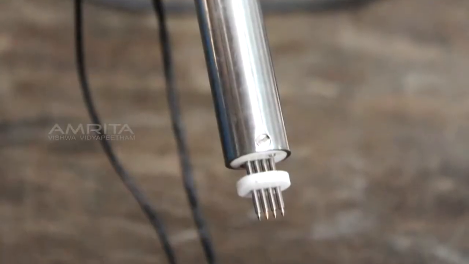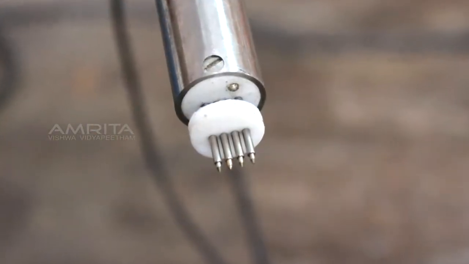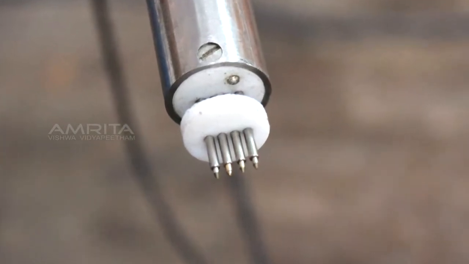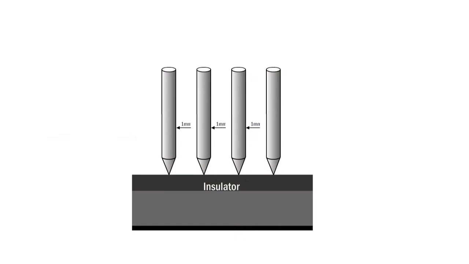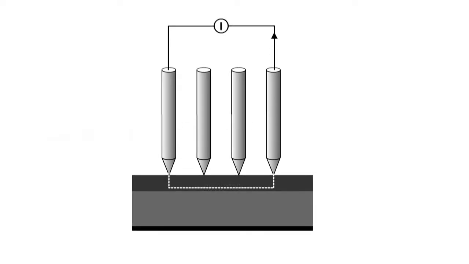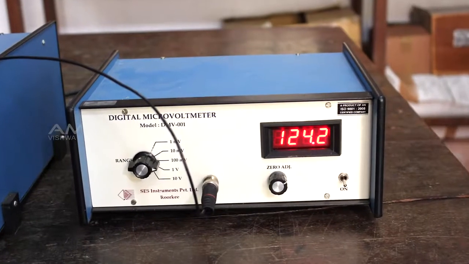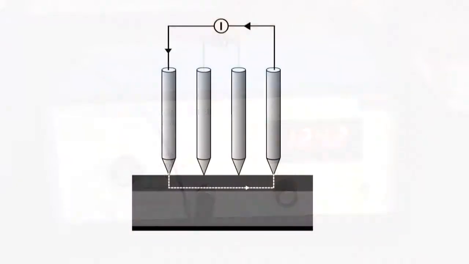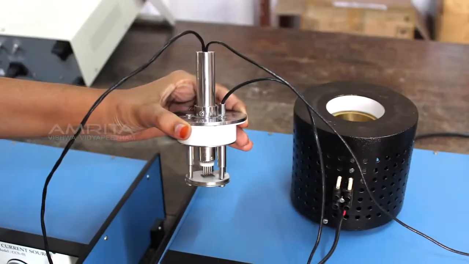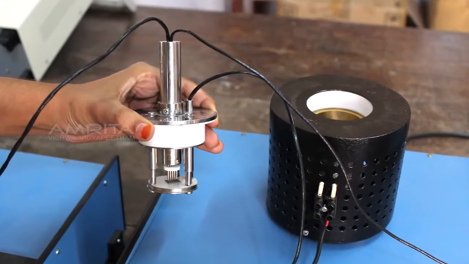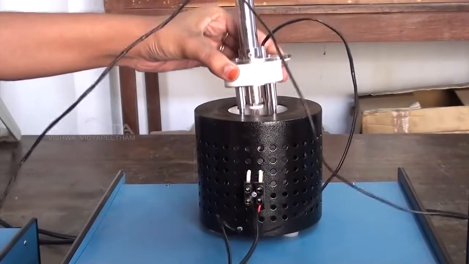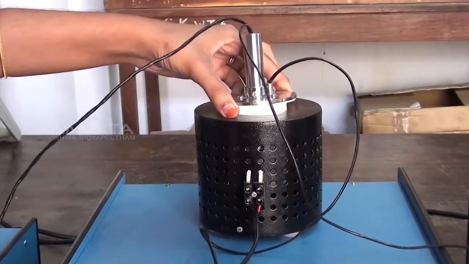In the 4-probe arrangement, the 4 probes are arranged linearly in a straight line at an equal distance, say 1 mm from each other. A high impedance source is used to supply the current through the outer 2 probes. A digital voltmeter measures the voltage across the inner 2 probes to determine the resistivity. An oven is provided with a heater to study the variation of resistivity of the sample at different temperatures.